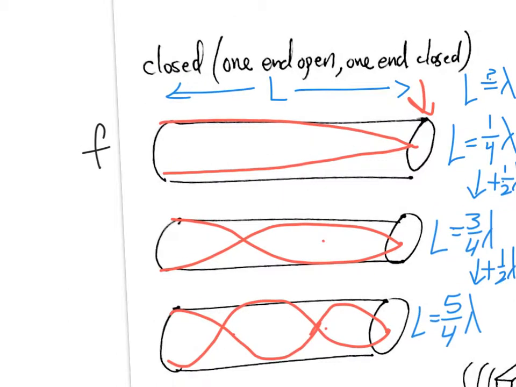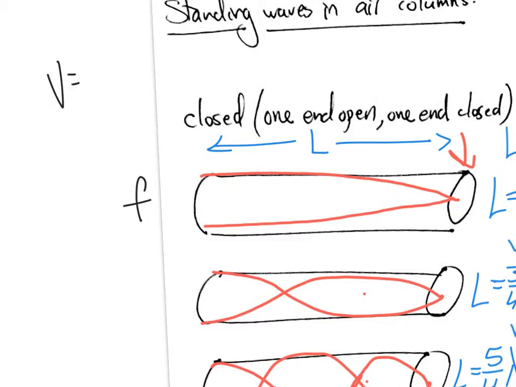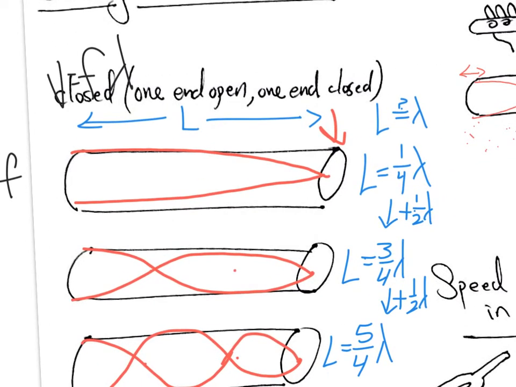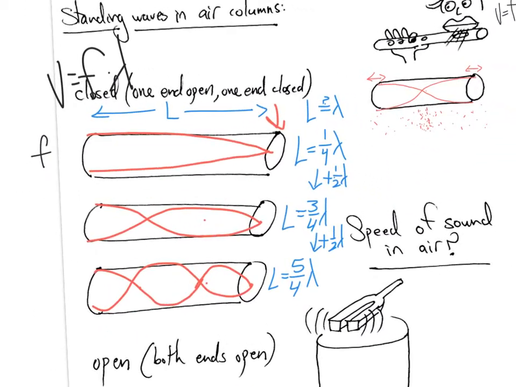Because velocity equals frequency times wavelength, if the speed of sound remains the same, frequency and wavelength are inversely proportional, or reciprocals. So do you see how the wavelength, we had 1/4 and it goes to 3/4, so 1/4 and 3/4, multiplied by 3. So this is going to be 3 times the frequency, and this would be 5 times the frequency.